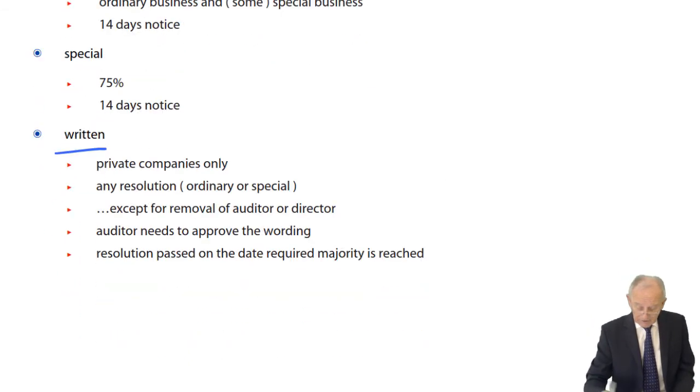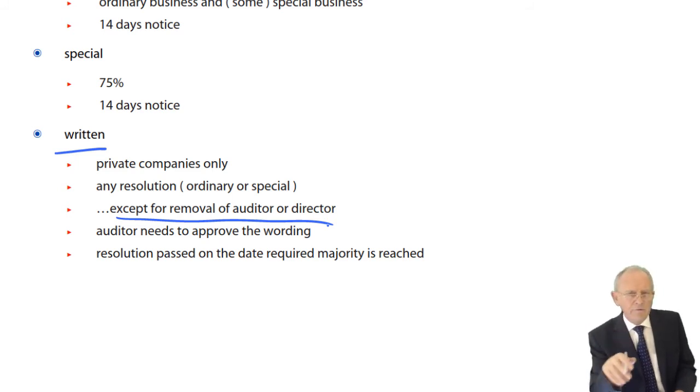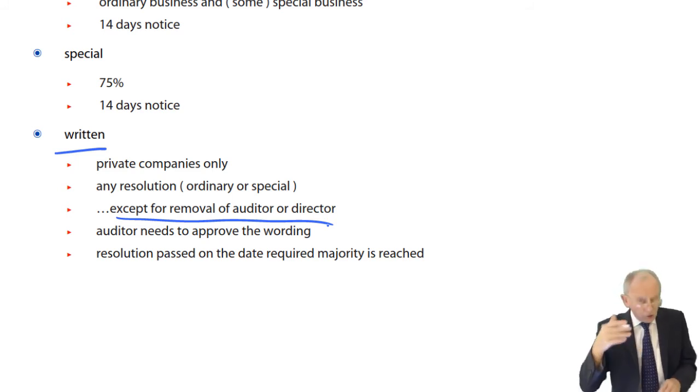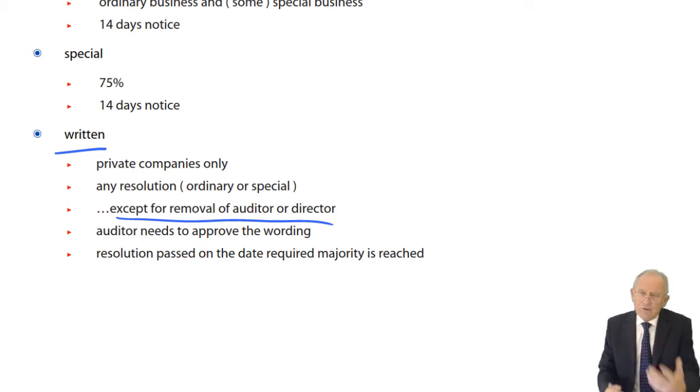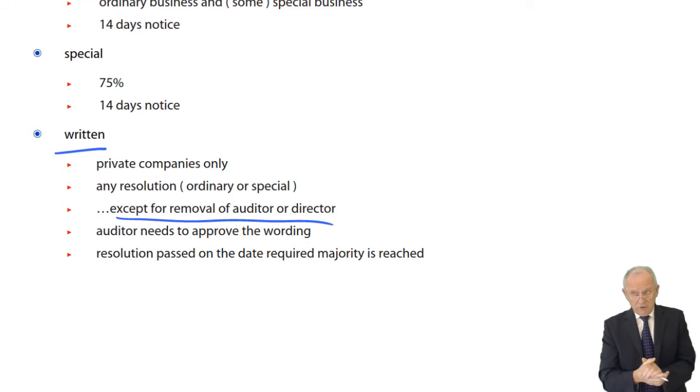So private companies only, any resolution, ordinary or special, except for the removal, there's the exception. I'll talk more about the exception when we get to ordinary resolutions with special notice. But otherwise, just remember, if it's a written resolution and we're proposing the removal of an auditor or the removal of a director, that resolution, particularly the audit one, has to be approved by the auditors before it can be done by way of a written resolution. So the auditor needs to approve the wording.